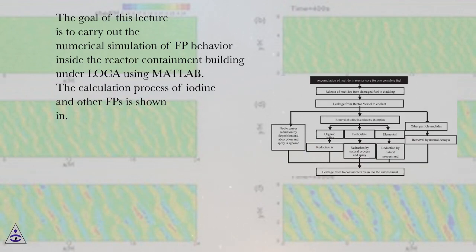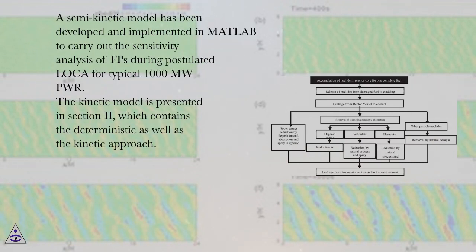The calculation process of iodine and other FPs is shown in the figure. A semi-kinetic model has been developed and implemented in MATLAB to carry out the sensitivity analysis of FPs during postulated LOCA for typical 1000 MW power.